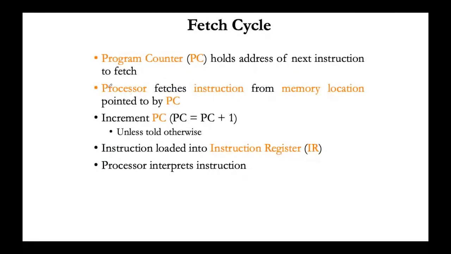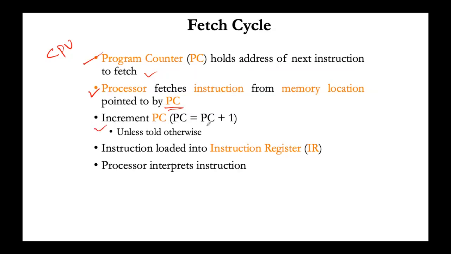As we saw in the previous diagram, in the CPU you have the special purpose register, the program counter. This program counter holds the address of the next instruction to fetch from the memory. Another component is the processor. This processor fetches the instruction from the memory location pointed to by the program counter. And once it is fetched and stored in the instruction register, the program counter will auto increment.